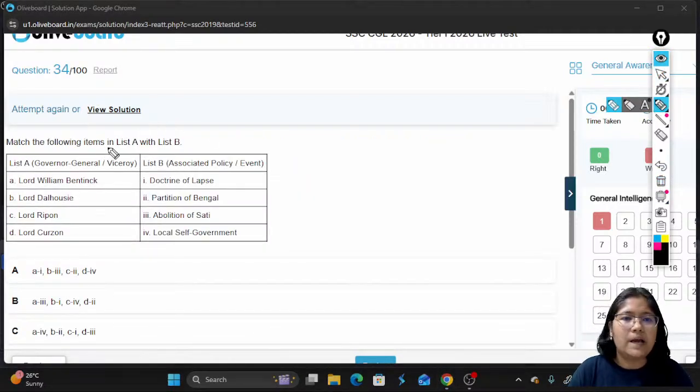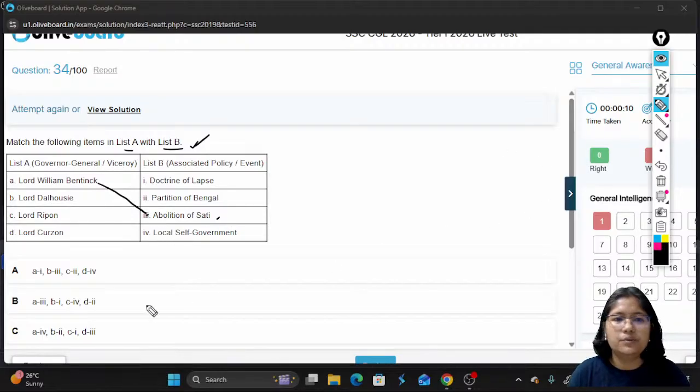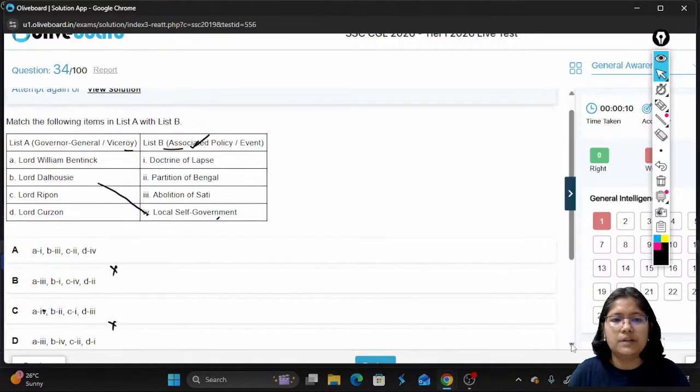Match the following items in list A with list B. Lord William Bentinck. Now, Bentinck came with a stick and there was abolition of sati. This is the basic trick you remember for Bentinck and abolition of sati. Now, you look at A with 3. So this is eliminated. This is eliminated. Let us see the fourth one.